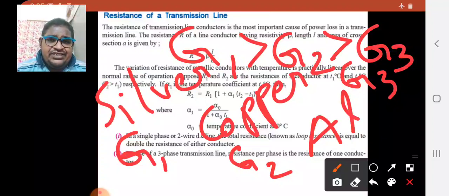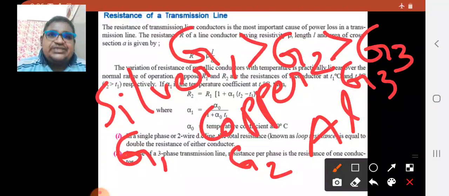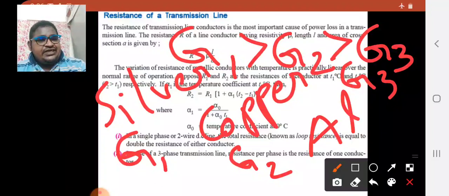So let me repeat the same statement in view of resistance. The resistance of aluminum is greater than copper. The resistance of copper is greater than silver. Do you get this point?